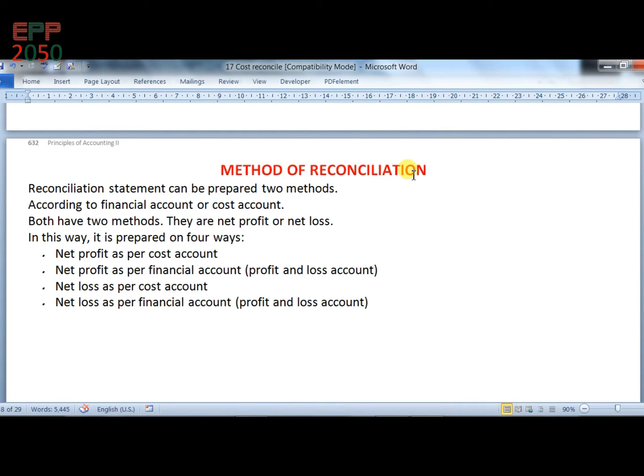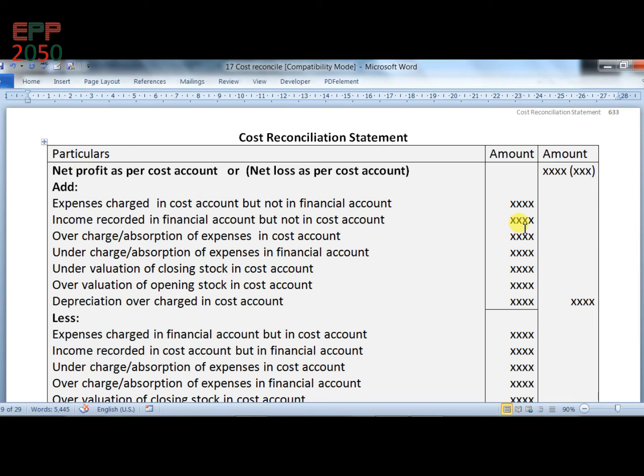Method of reconciliation. Reconciliation statement can be prepared in two methods, according to financial account or cost accounting. Both have two methods. They are net profit or net loss. In this way, it is prepared in four ways. They are net profit as per cost accounting, net profit as per financial accounting, net loss as per cost account, and net loss as per financial account. This is the common format.